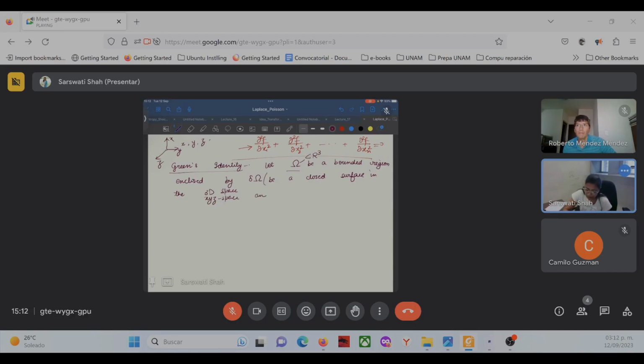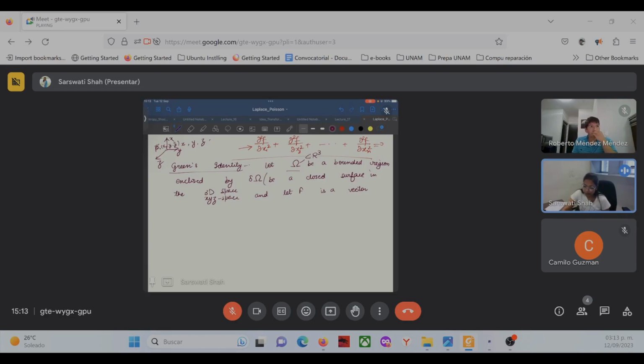And let capital F be a vector. I am calling it a vector because we are in three-dimensional space. So any function will depend on three variables x, y, and z. That's why it is called a vector. If you choose any point P, the locus of this point is going to be x1, y1, z1. So that will form a vector.